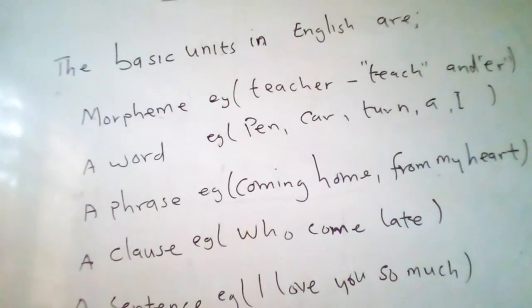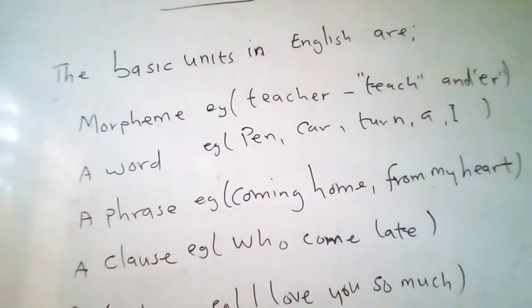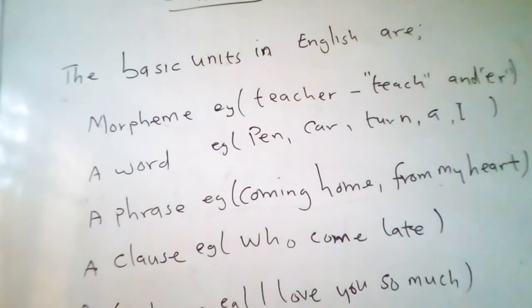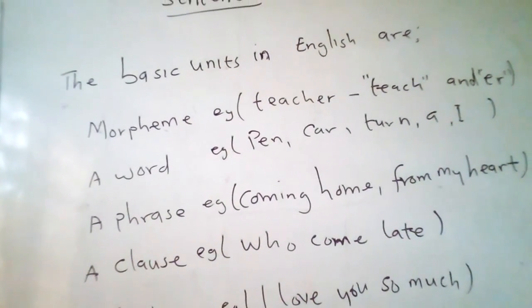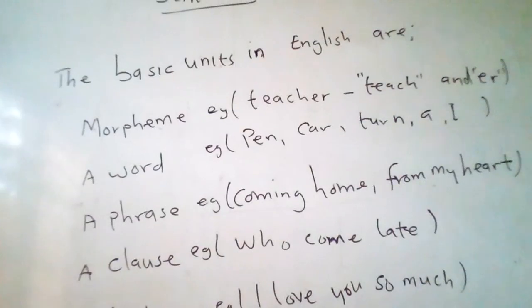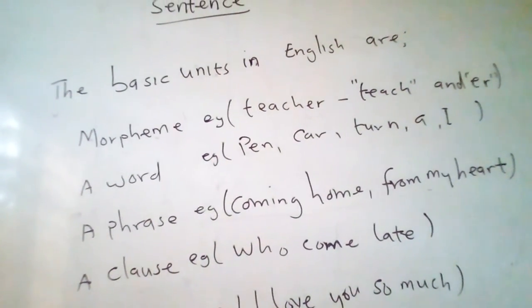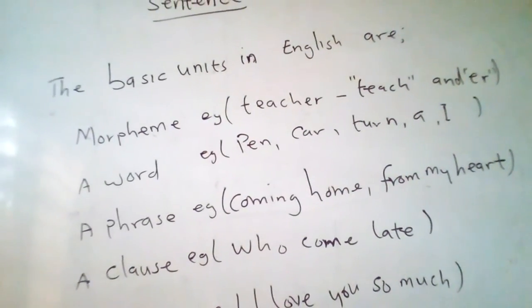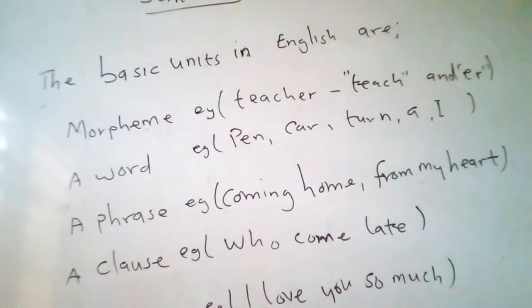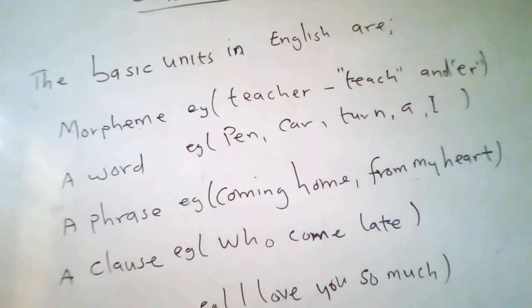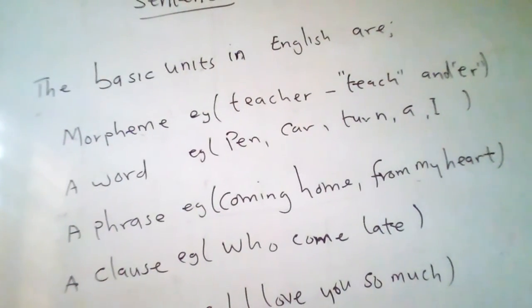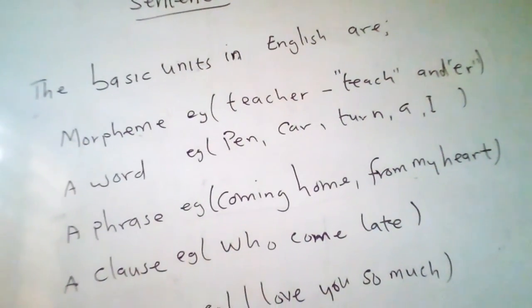The last one, a sentence. A sentence is a group of words that make a complete sense. A sentence may contain phrases and clauses, but altogether they make a complete sense or thought. Every sentence must begin with what? A capital letter. Take good note of that. Every sentence must begin with what? A capital letter. The basic parts of a sentence are the subject and the predicate.